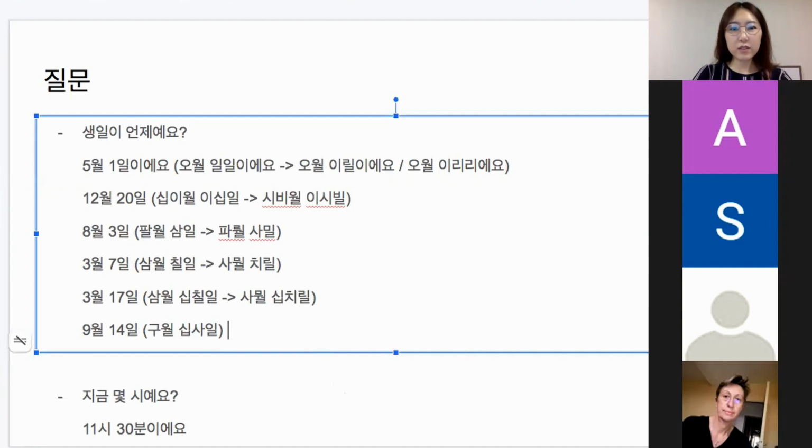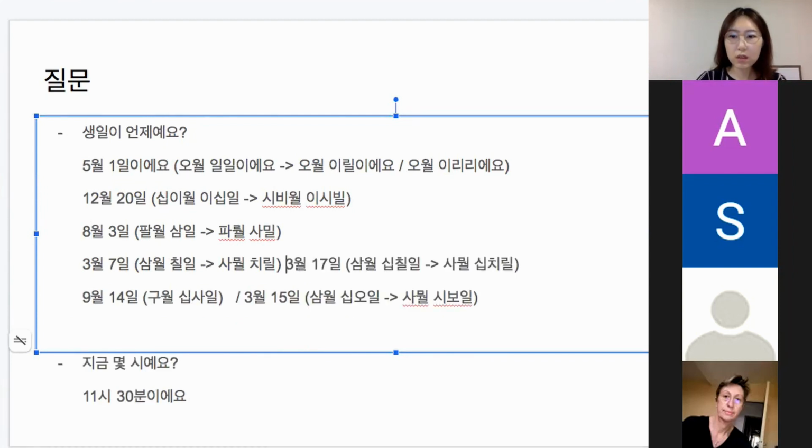Tell me. 3월 15일. Very good. 15일이에요. Then 3월 15일 is pronounced like this, right? Then if you say 3월 15일이에요, because it has 리을 받침, right? So we add 이에요. Okay, these are your birthdays. I will ask you one more thing.